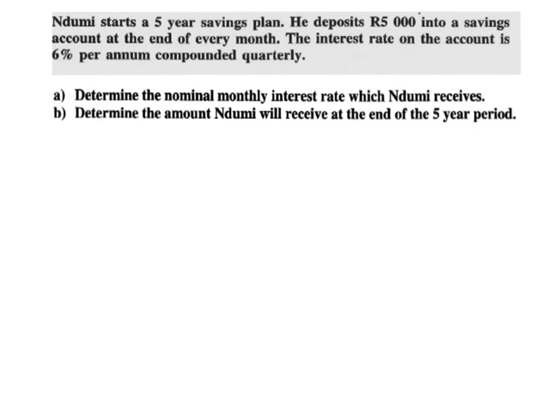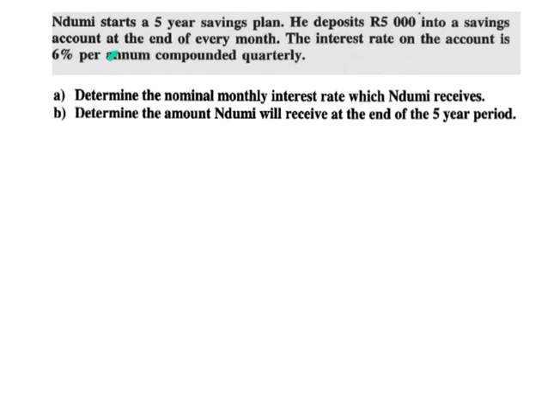Now, next question. Second example. Here it is. The question says, Doomy starts a 5-year savings plan. So, savings plan means it is a future value. He deposits 5,000 rands in a savings account. Another keyword that could help us to identify the future value is deposit.